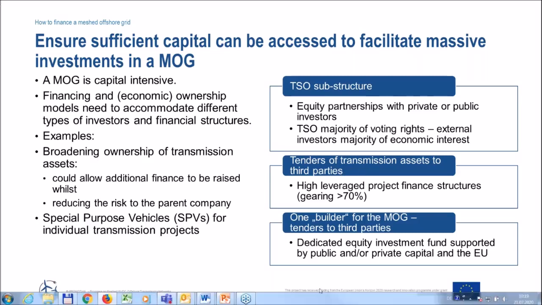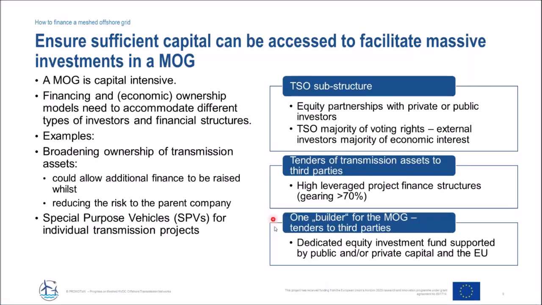Another option that we have developed within PROMOTioN is the one entity, one builder, so to say, for the mass offshore grid, which is responsible for the construction of the grid. And after commissioning of the assets, they transfer the assets to third parties through competitive tenders. This builder or this entity could be seen as a dedicated equity investment fund supported by public and private capital and also the EU. Here, I would like to mention that these models may be combined also to form a range of model options that are suited to the context of the mass offshore grid.